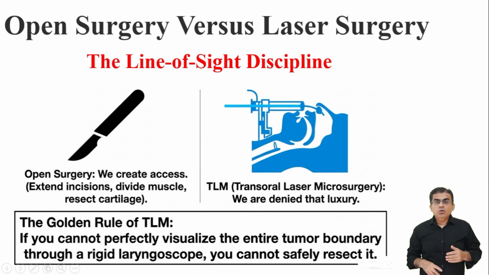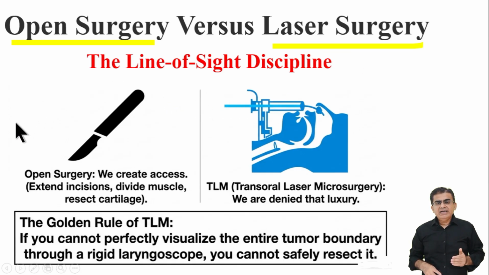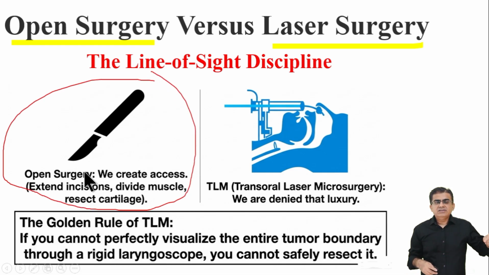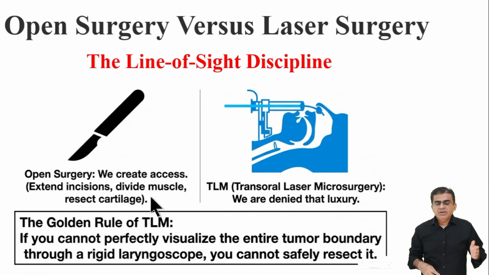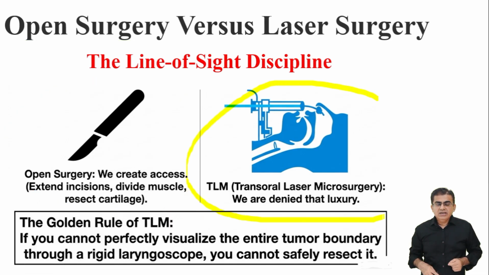Let us compare a traditional open surgery with laser surgery. Look at the left side of the screen. In open head and neck surgery, we can actively create our own success. If we cannot see a tumor, we simply extend our incision. We can divide more muscle or remove overlying cartilage to get a better view. But look at the right side of the screen. In transoral laser microsurgery, we are strictly denied that luxury. TLM is an absolute line of sight discipline.